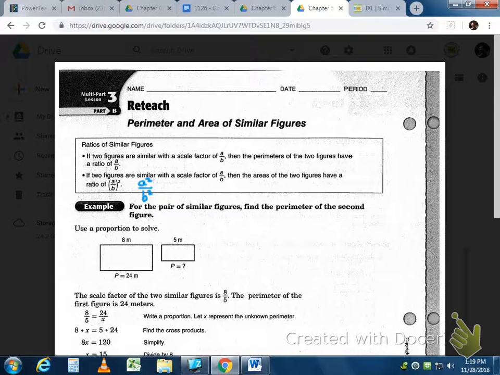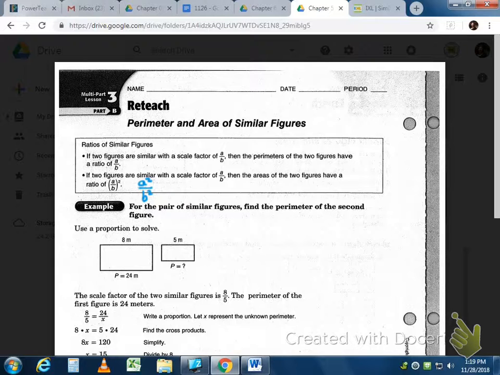Now I want to ask you something. When you have to figure out the area of something, how do you label it? Square feet. So hopefully you'll remember this by knowing for area, it's square units. So for area, the ratio is squared. Hopefully that'll help you remember.